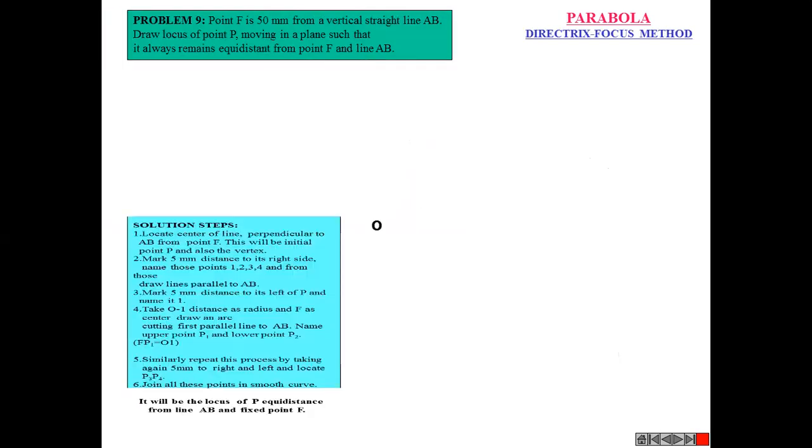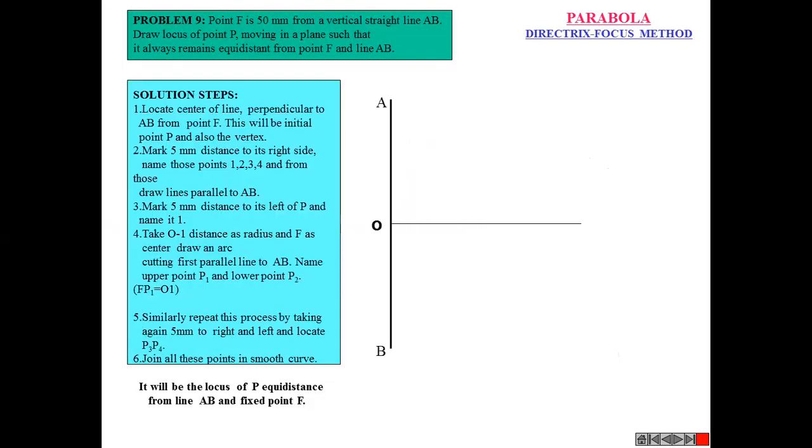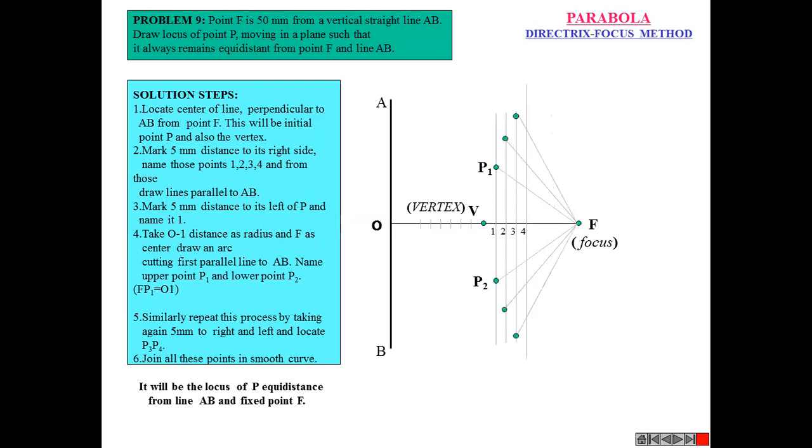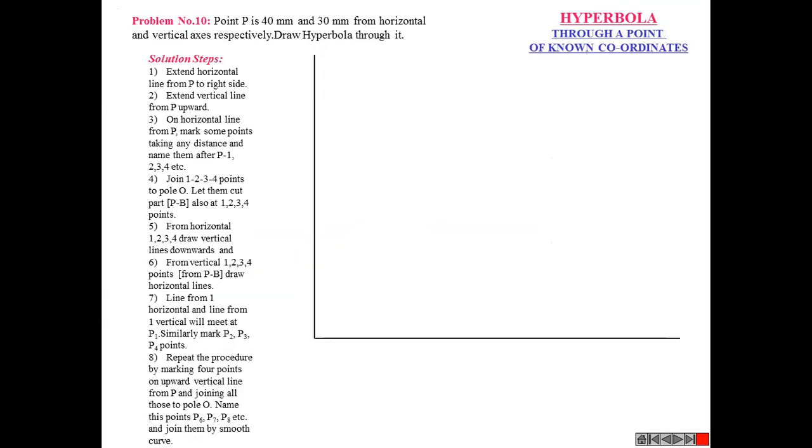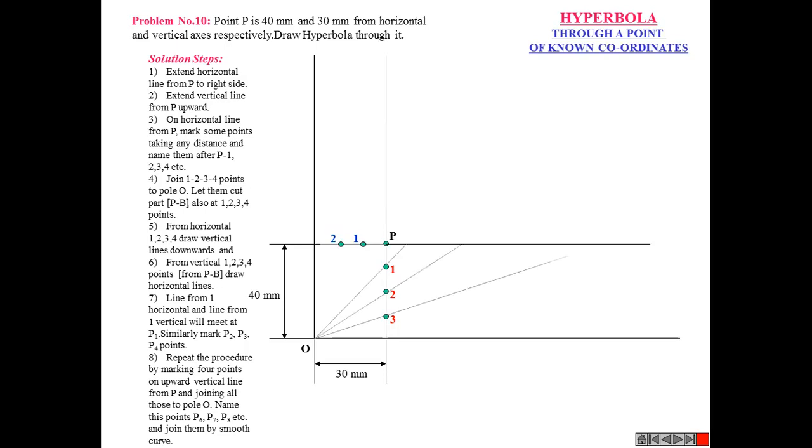Then we saw the directrix focus method, and how it is used to draw a parabola. Like we distributed them, then we took the distance. We use the concept of eccentricity here to generate this curve like this, and that's why it is also called the eccentricity method. Then we shifted to hyperbola. We drew a hyperbola from a known point on the xy axis like this.